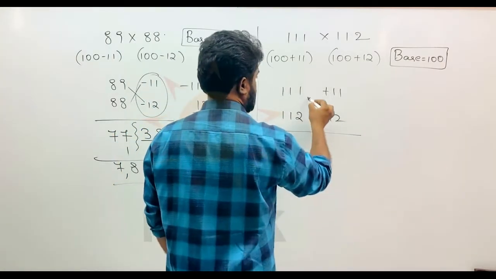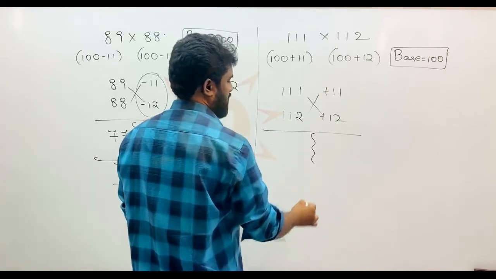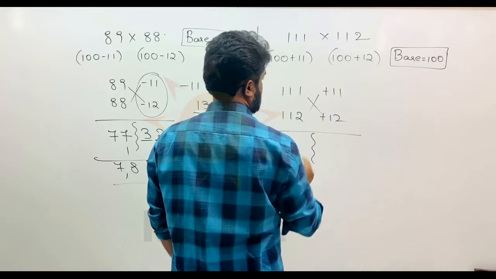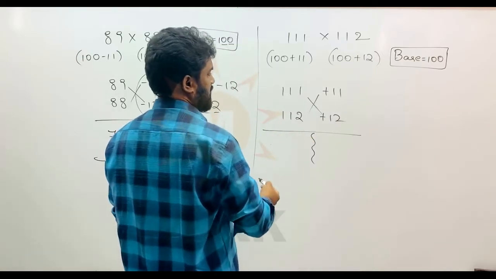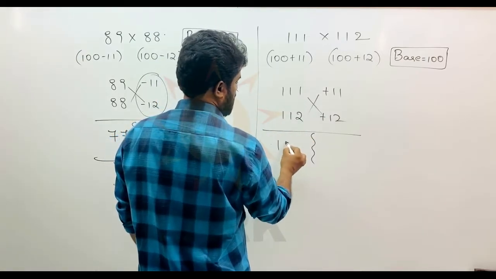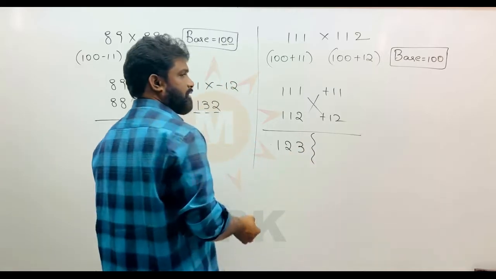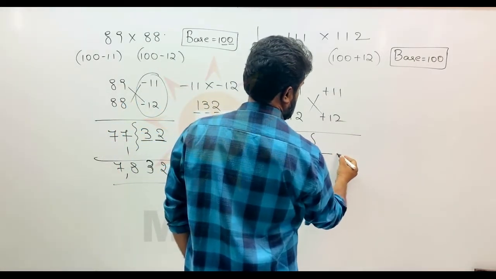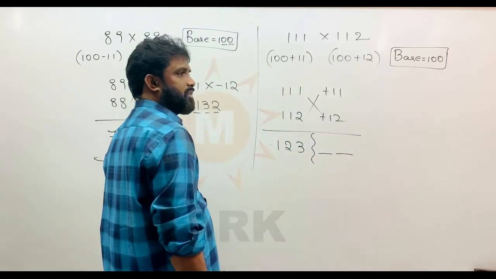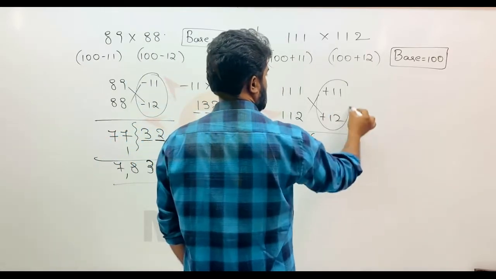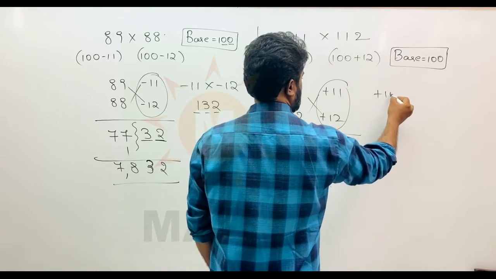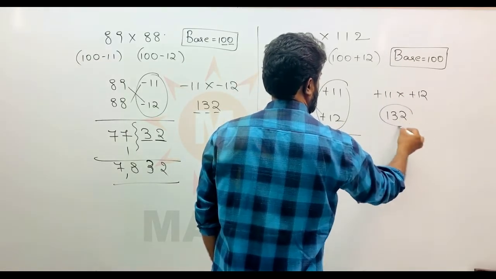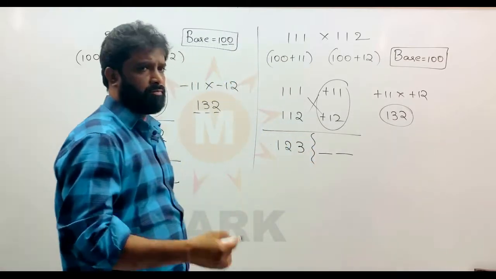So first we take the cross sum. I am dividing my answer into two parts. So 111 plus 12 or 112 plus 11. You will get the same thing, that is 123. The cross sum is 123. But now what is the base? 100. So two slots, two zeros, two slots. Now what will come here? Plus 11 into plus 12 is equal to 132.